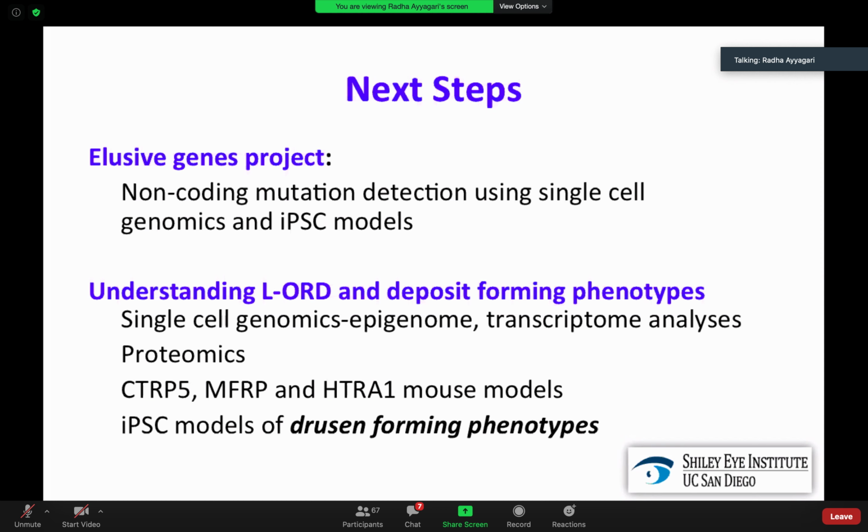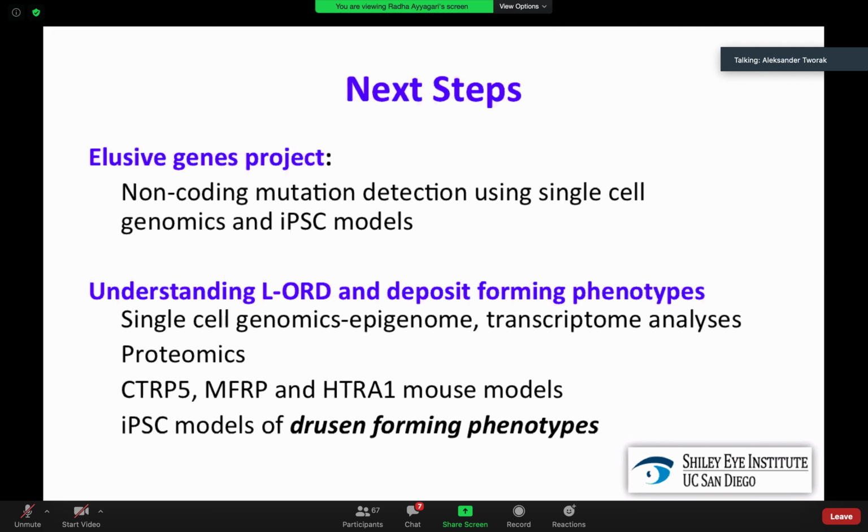But at this point, the information we have is not clear enough to say we can knock out HTRA1 and then protect against CTRP5 or LOD disease or drusen deposit forming disease. We are not there yet. Okay, thank you.